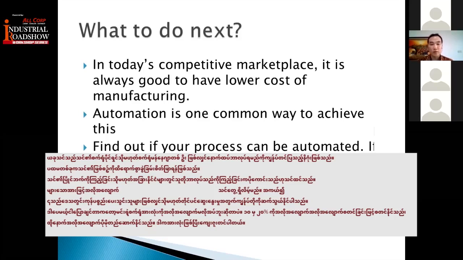But the final thing I want to say is that you don't need to automate all of your factory in one go. You can start by automating maybe 10%, 20%, and then build up to more automation. You can do it gradually, and no need to do it all in one go. Yeah, that's it.